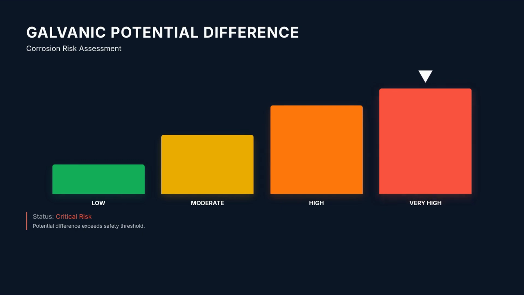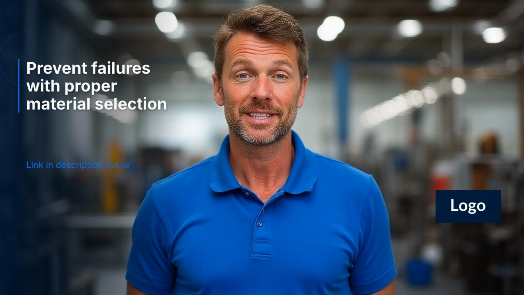Higher potential differences indicate greater corrosion risk for the more active metal. This tool is essential for preventing costly failures in multi-metal assemblies.